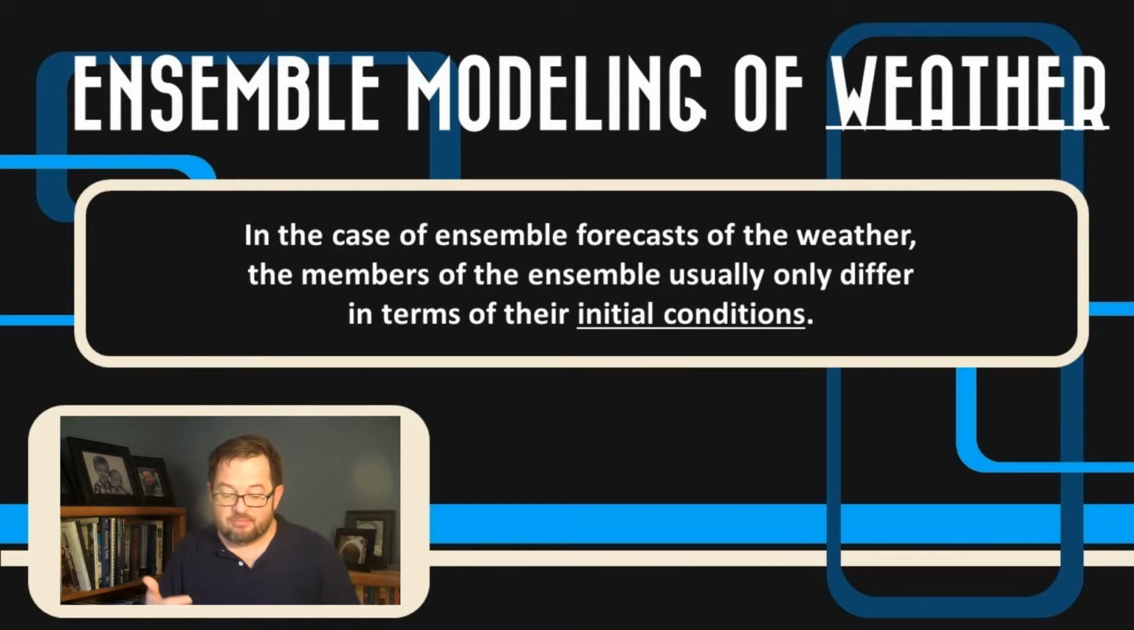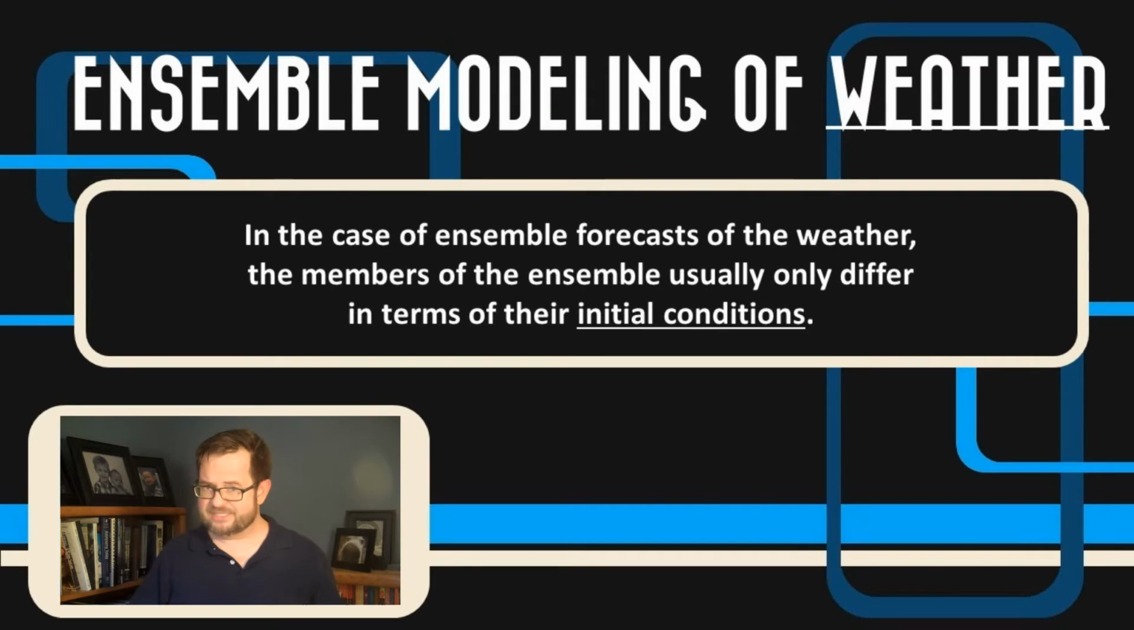Now, in the case of ensemble modeling forecasts of weather, the main difference that we make from one ensemble member to another is typically just the initial conditions. In practice, we also use ensemble modeling for other purposes like climate forecasts and so on, where the different ensemble members usually use the same input data, but we're running slightly different versions of the model. But that's more of a topic that we talk about in my ATS 105 Science of Climate Change course.